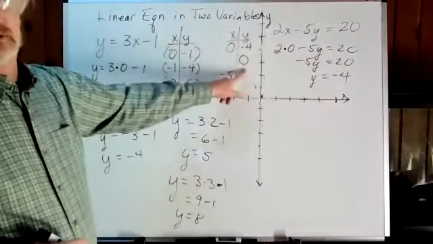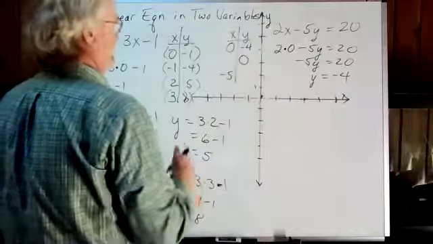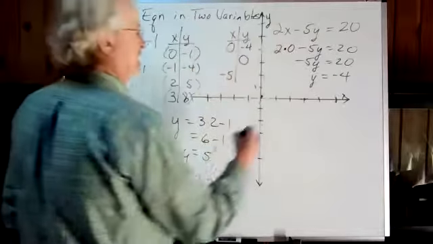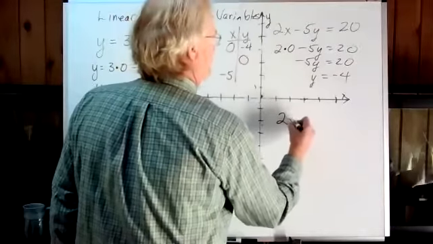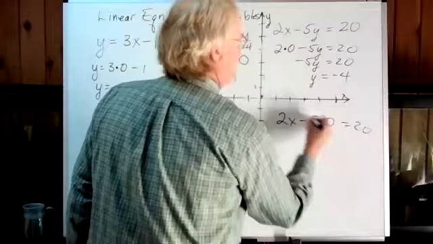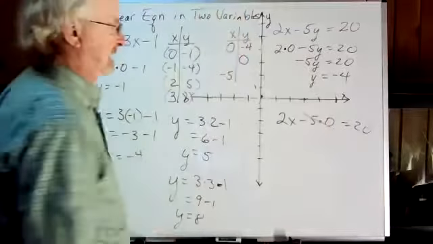What if the y was 0? That's what I was getting at here. We plugged in x's. Here we could plug in x's or y's. If the y was 0, that just cancels out, right? So I have 2x equals 20.